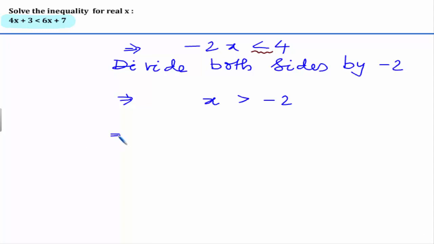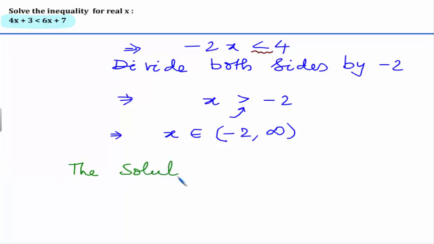So that implies x belongs to minus 2 to infinity. As the symbol is only greater than, therefore we use the open interval. So let us write the solution set is minus 2 to infinity.